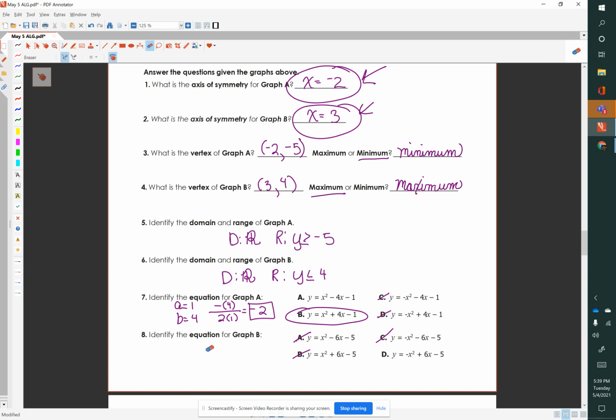Let's go through that same process again. Looking at D, we have an A value of -1 and a B value of positive 6. Let's try the axis of symmetry. It would be -6 divided by 2 times -1, which would equal -6 over -2, which would equal a positive 3. And this checks with the axis of symmetry of 3. So D is the correct answer.